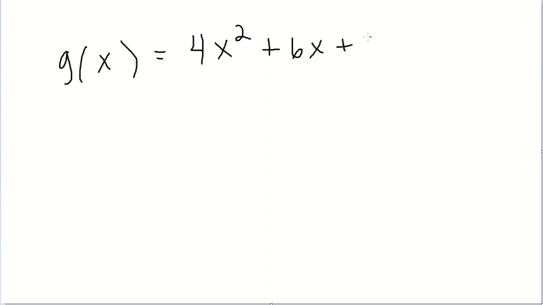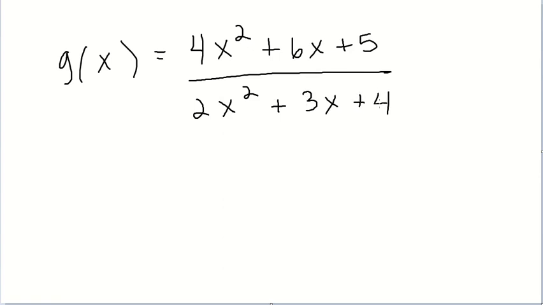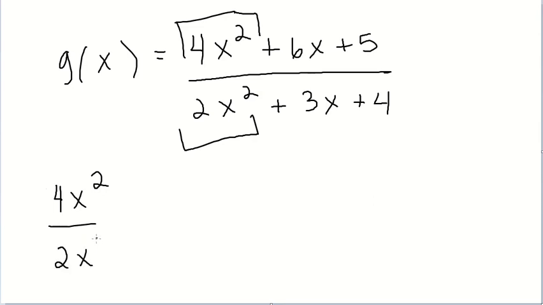Last situation that we could encounter is, let's say g of x was 4x squared plus 6x plus 5, and that was all over 2x squared plus 3x plus 4. And we want to know horizontal asymptotes and behavior. So okay, again, we want to look at the leading term on top and bottom. So our leading term on top is going to be this one, and our leading term on bottom is going to be that one. So we can write that as 4x squared over 2x squared.